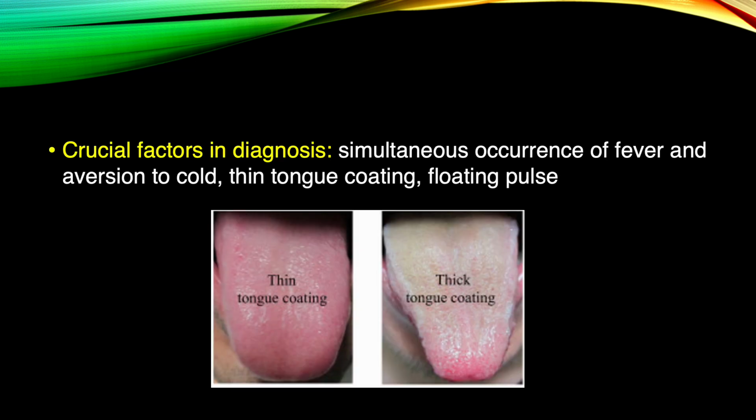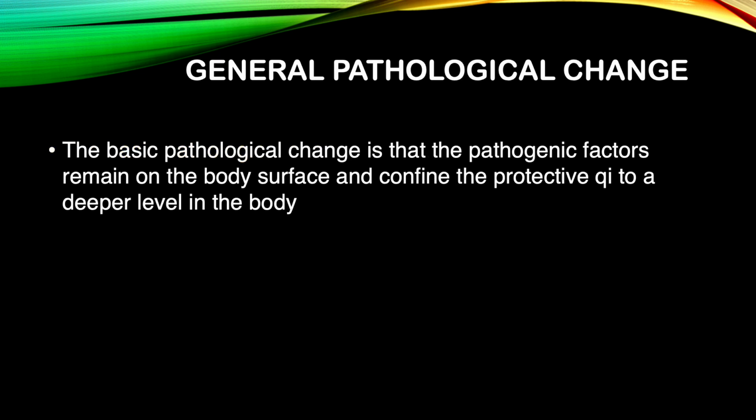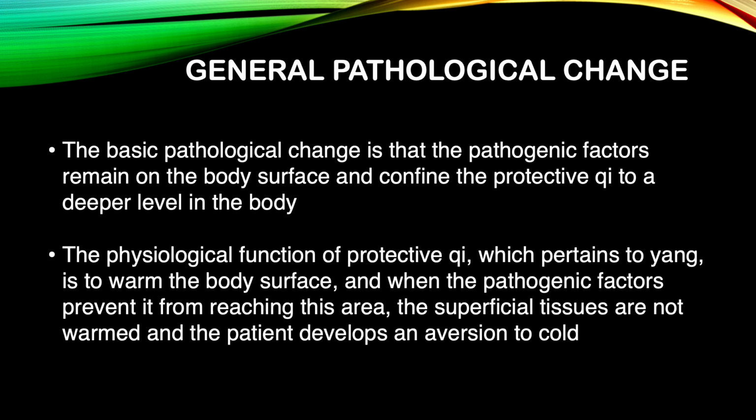The crucial factors in diagnosis are the simultaneous occurrence of fever and aversion to cold, thin tongue coating, and floating pulse. The basic pathological change is that the pathogenic factors remain on the body surface and confine the protective chi to a deeper level in the body.